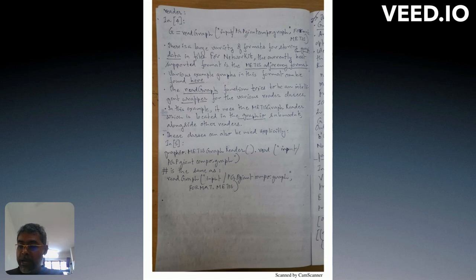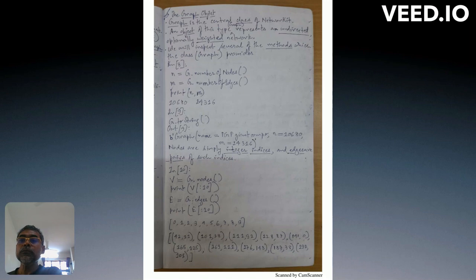Next we go to the Graph object. As you can see, Graph is a central class of NetworKit. An object of this type represents an undirected, optionally weighted network. We will inspect several of the methods which the class Graph provides, just several, not the entire exhaustive list. There are so many of them.